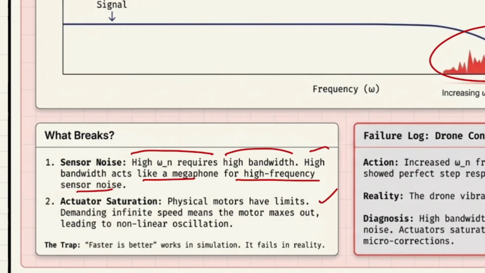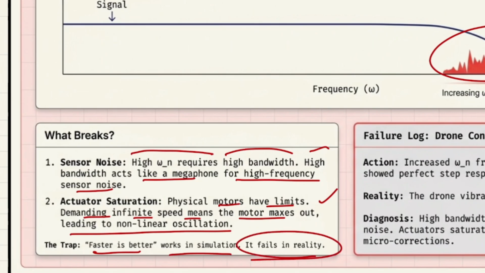Another thing is actuator saturation. If you remember, at the very beginning of this chapter, we talked about different steps while we were trying to make a system. First of all, we have to do our study, then we have the simulation, and then we have to have the implementation. While implementing on an actual physical system, we have constraints. We cannot do anything that we want. While in simulation, everything is good. I can increase the omega n as much as I want. But I have constraints and limitations on the physical side. Physical motors have limits. Demanding infinite speed means that the motor maxes out, leading to nonlinear oscillation. So faster is better works in simulation only, and it's going to fail in reality.